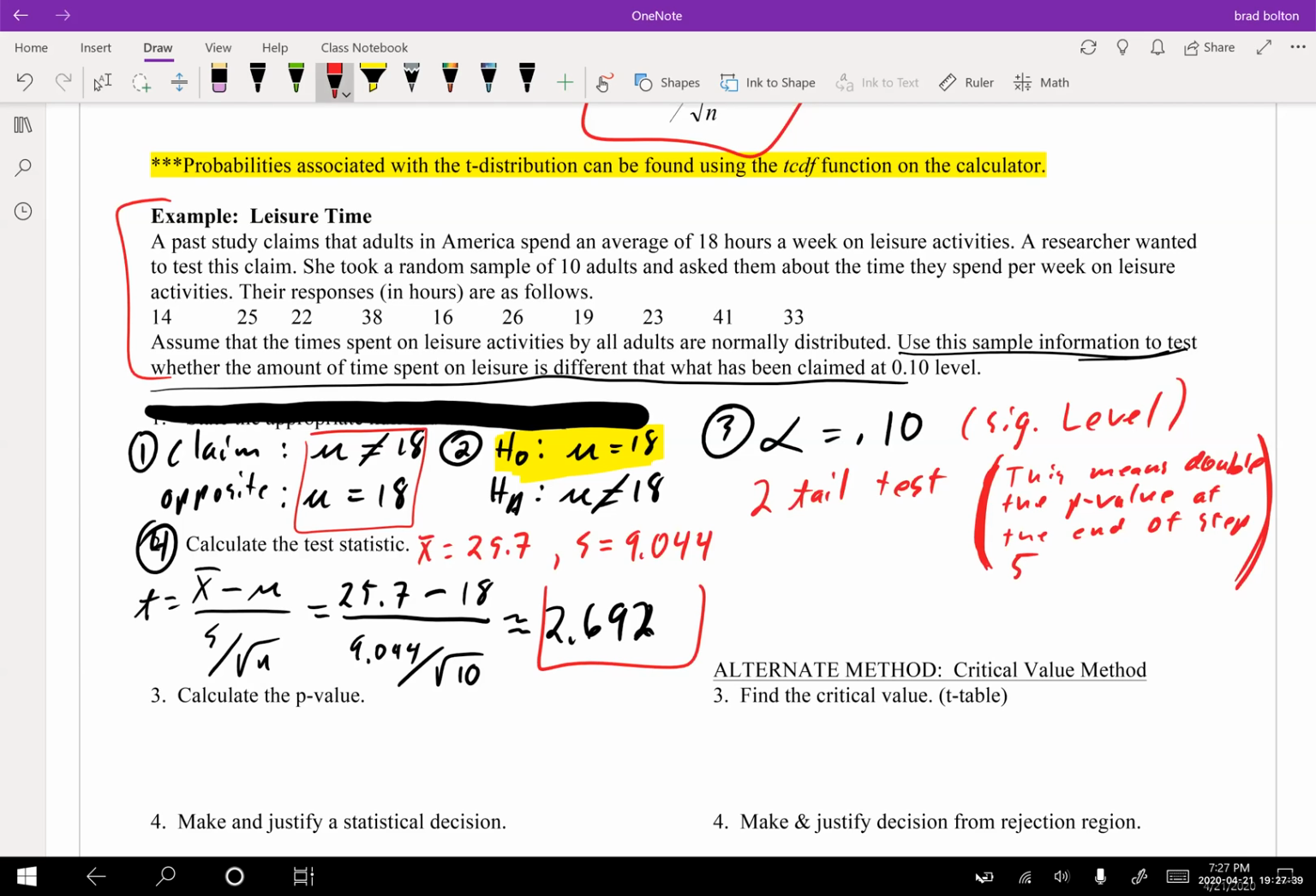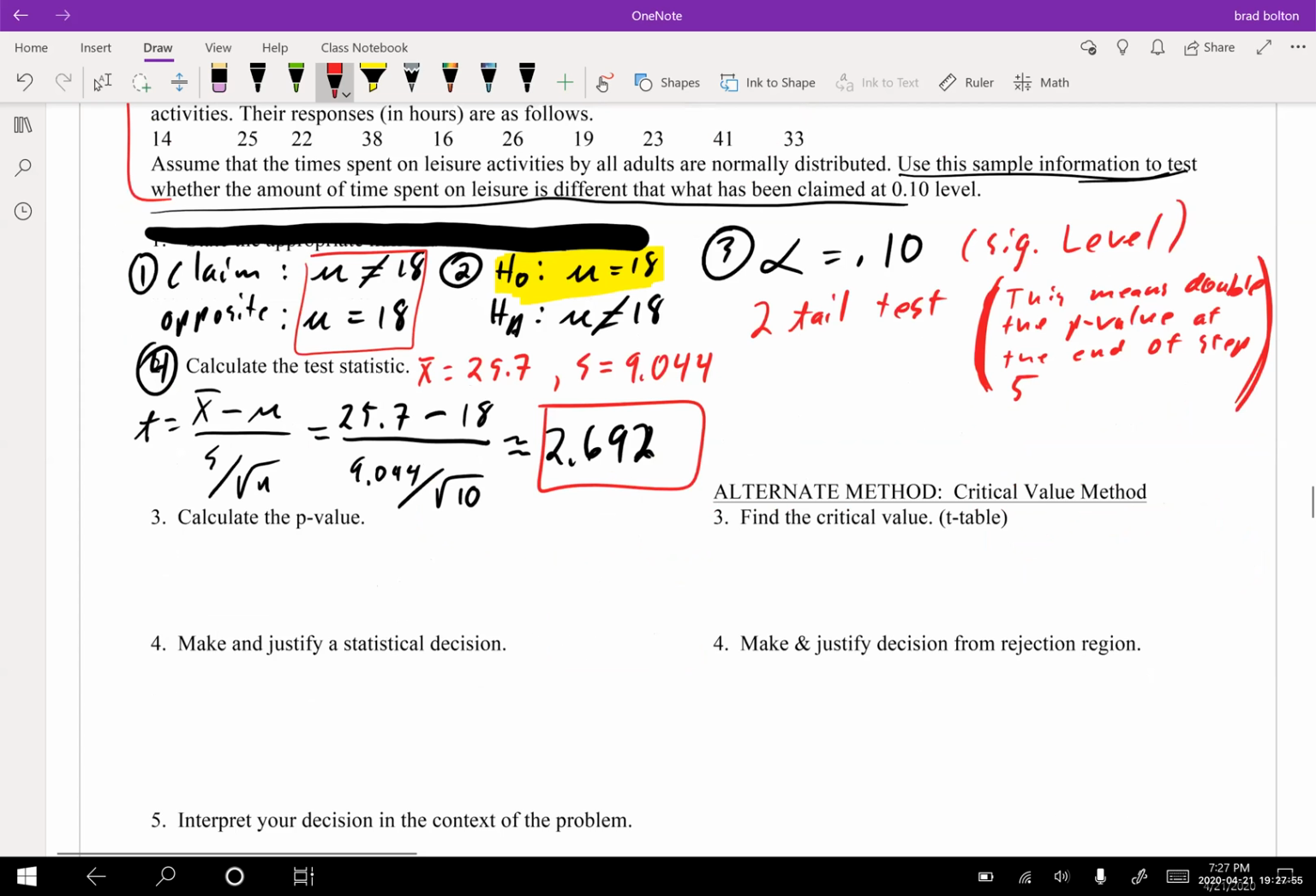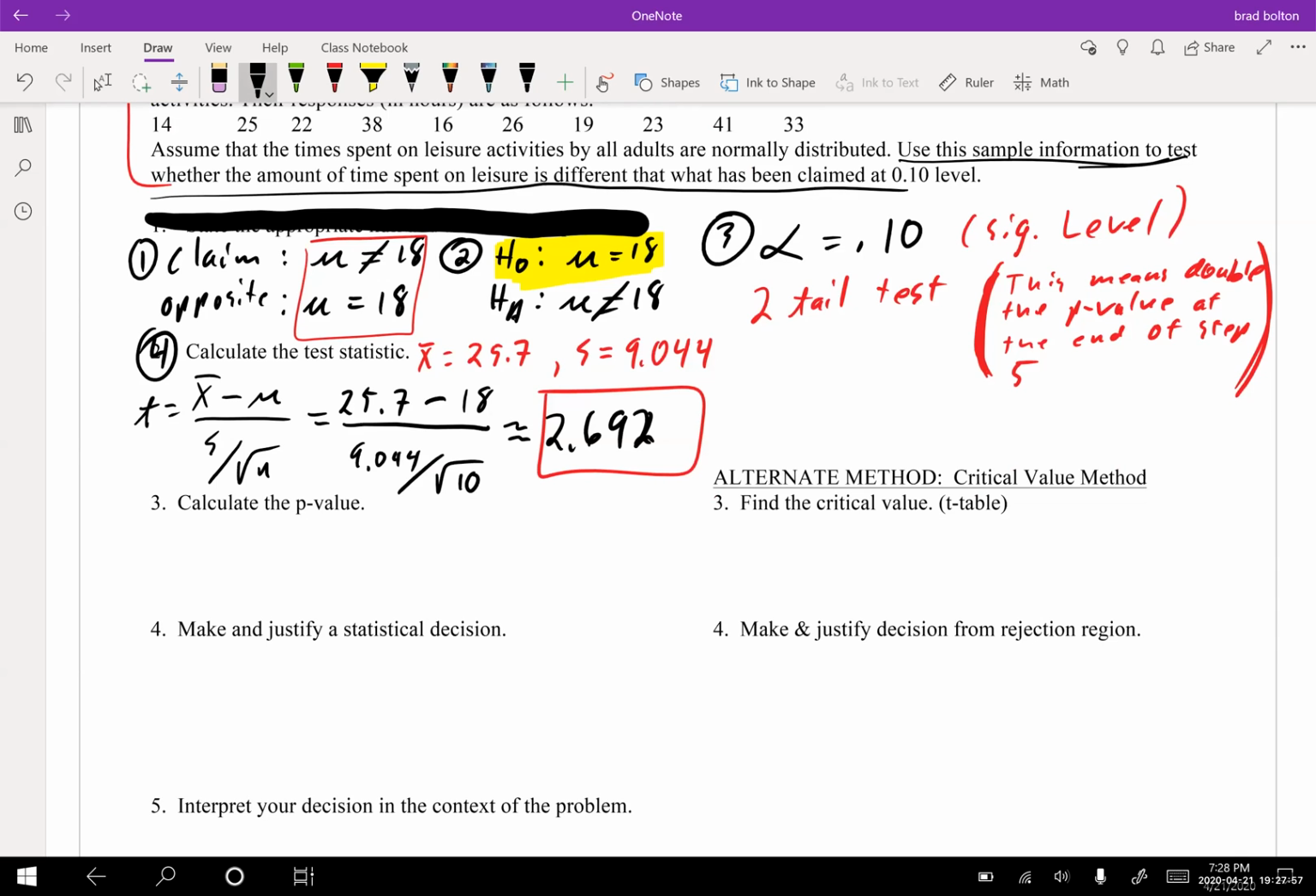So this is the actual math that we were doing, where we were working with the sample and the original claim of mu equals 18, where we're comparing the two, okay? And then we're bringing into it the standard error of s divided by the square root of n, all right? So now we're going to calculate our p-value, okay?